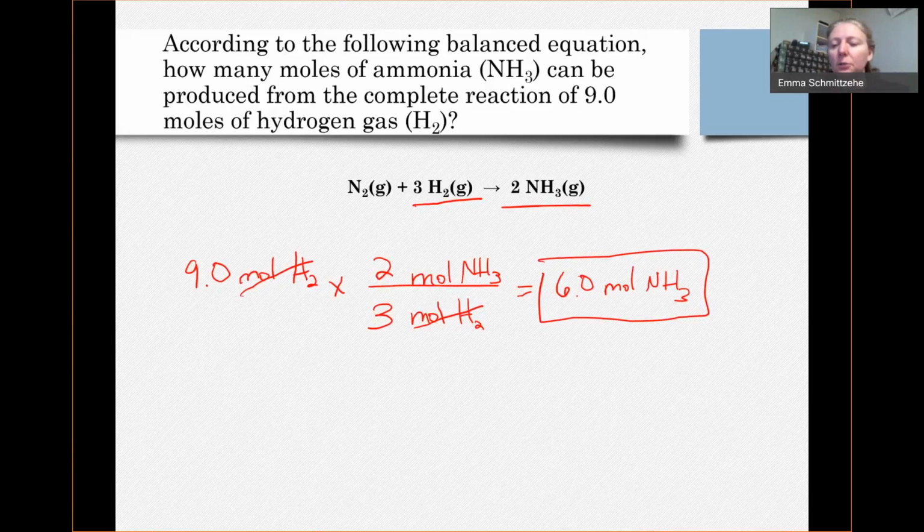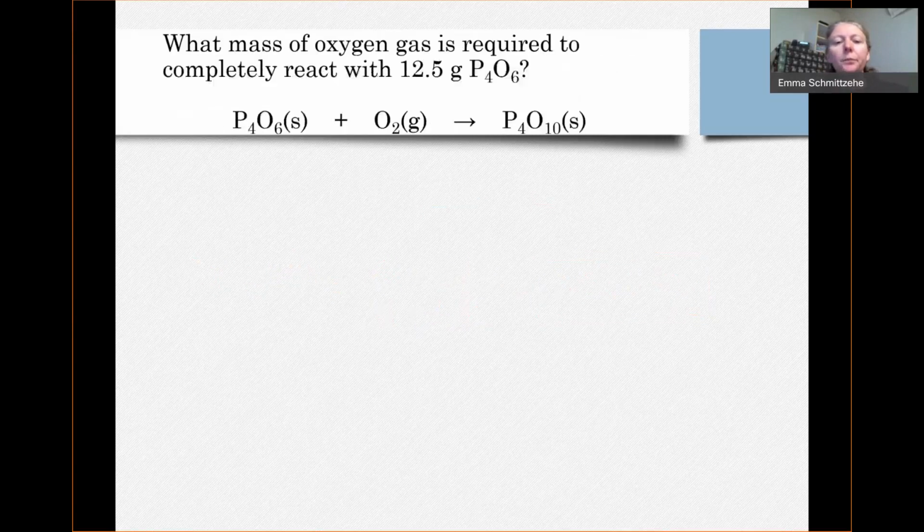Don't memorize this stuff. Okay, now got a new reaction, and I say what mass of oxygen gas is required to completely react with 12.5 grams of tetraphosphorus hexoxide. Okay, so again, I'm only given one value, so I'm going to have to start my calculation there. So I've got 12.5 grams of P4O6, okay, and I want to know how much oxygen gas is required.